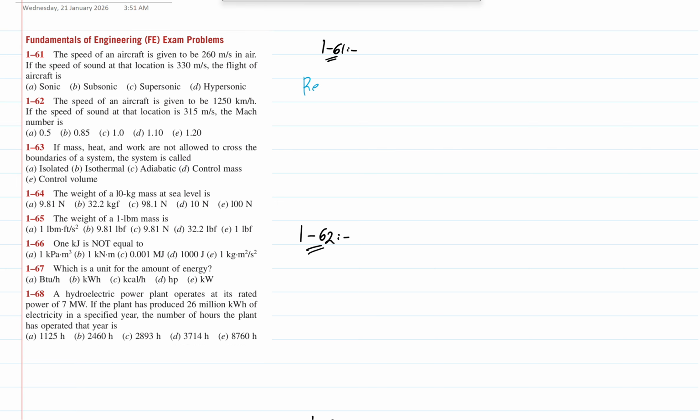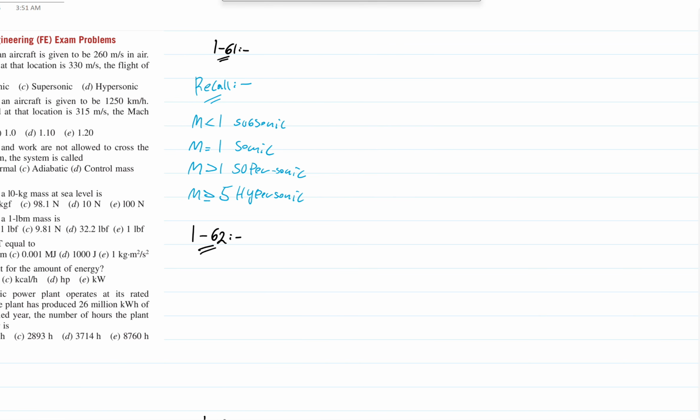Before we find that, let's just recall some of the previous rules. If the Mach number is less than 1, therefore it's subsonic. If the Mach number is equal to 1, it'll be sonic. If the Mach number is greater than 1, it's going to be supersonic. And if the Mach number is way more than 1 and way more than 5, it's going to become hypersonic. Right?